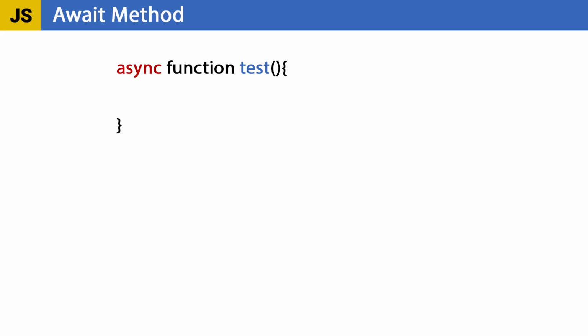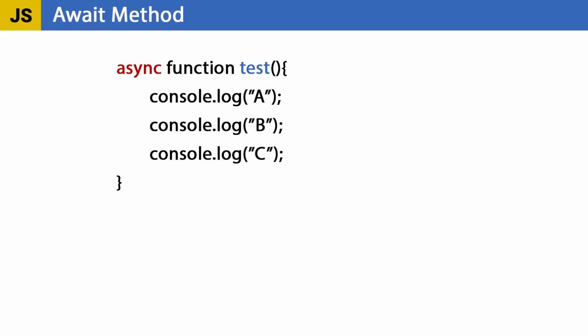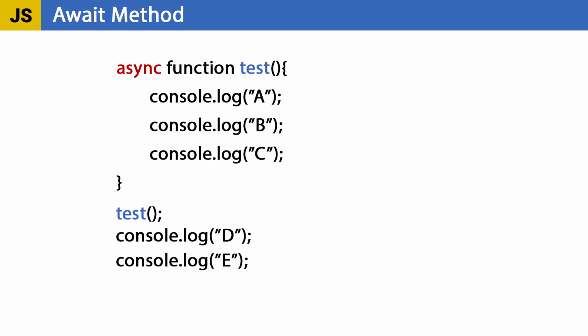And inside the function, I print 3 statements. If I call this function, it's going to print the 3 statements one by one. Suppose we have any code after this function, then it will print after that. Let's talk about the await method.